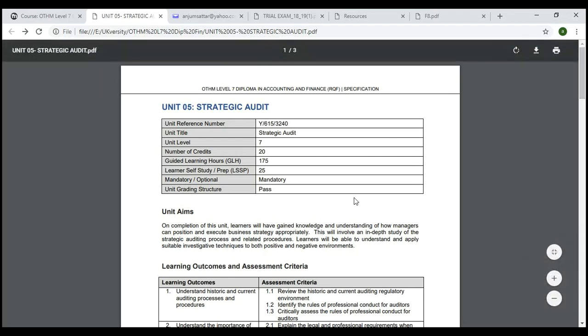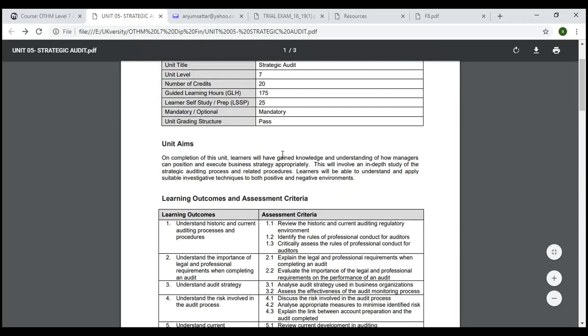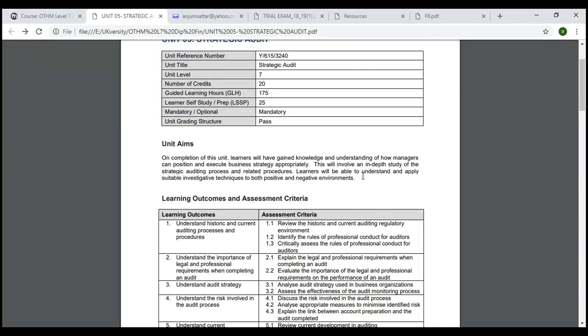Before starting, my name is Anjum Satar. We are going to start a new unit. Unit 5 is about audit. It is a mandatory unit. So the aim of this unit, on completion, is that the learner will gain knowledge and understanding of how managers can position and execute business strategy appropriately.